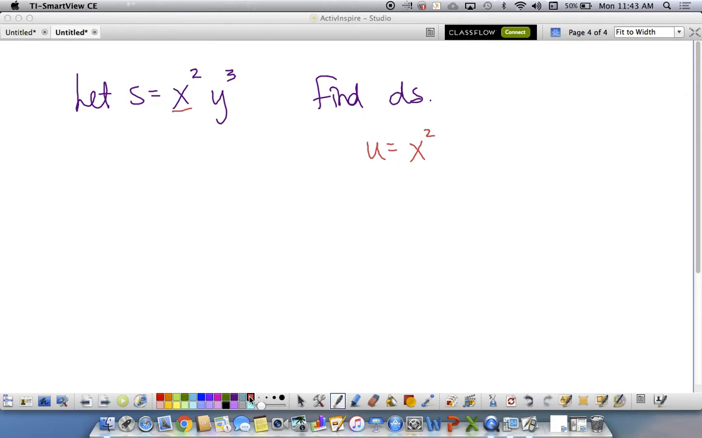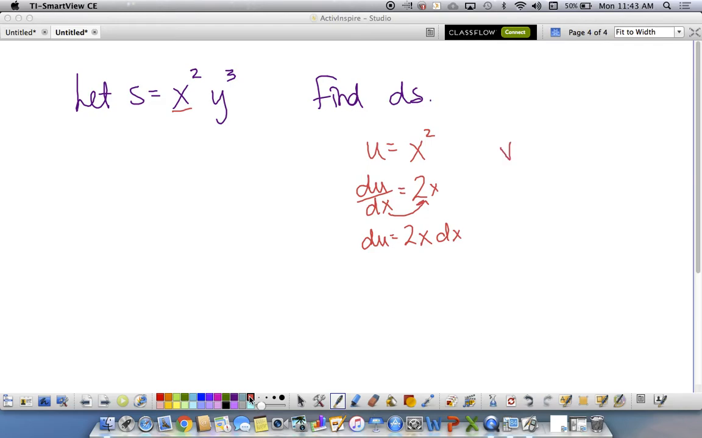What is the differential? So instead of writing du dx, I'm going to go ahead and write it like this the first time. Du dx equals 2x. But is that the differential? What do we have to do? Multiply or take that dx to the other side. So my du is simply 2x dx.